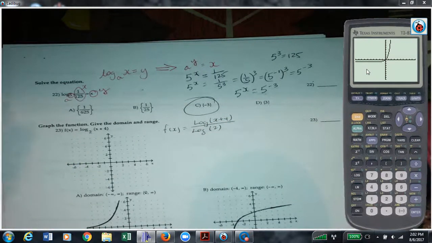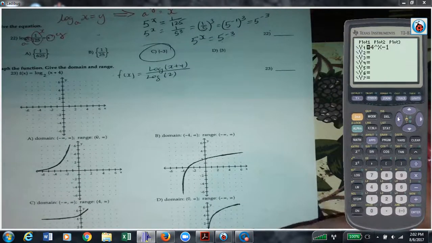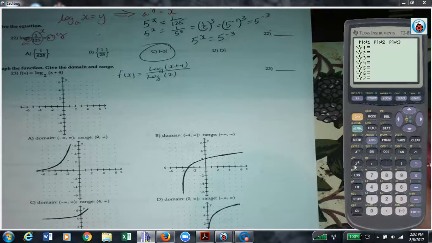And now let's look at the darn thing in our calculator. So I'm going to have the common logarithm of x plus 4, close parentheses, divided by the common logarithm of 2. And then do a zoom 6.